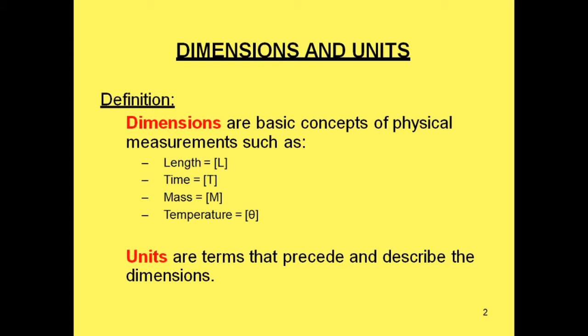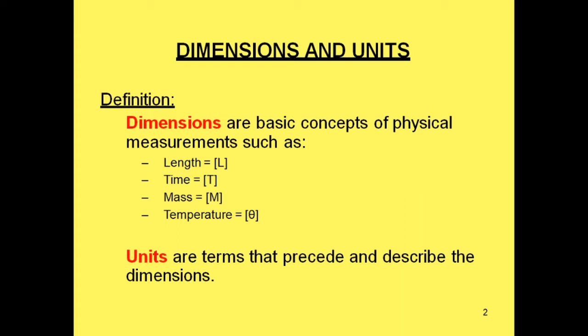This is dimension and unit. What is dimension? Basic concepts of physical measurements or physical quantity: length, time, mass and temperature. Length is denoted as L, time is denoted as T, mass is denoted as capital M, temperature is denoted as theta or capital T.